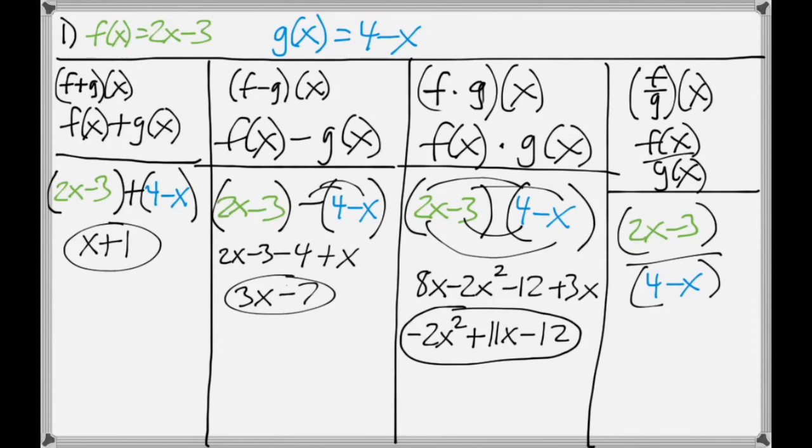And then with the last one, we actually can't simplify this at all. If you want to rewrite it without parentheses, you can, but that is not necessary. So we've added our two functions, we've subtracted our two functions, we've multiplied them, and we've divided them.